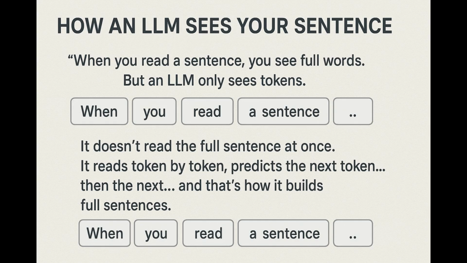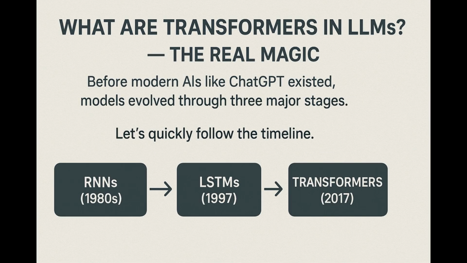So how does an LLM see your sentence? When you read a sentence, you see full words, right? But an LLM only sees tokens. It does not read the full sentence at once. It reads token by token, predicts the next token, then the next token, and that's how it builds full sentences. Here come the transformers. Transformers are the technology that actually processes those tokens and understands the relationship between them.